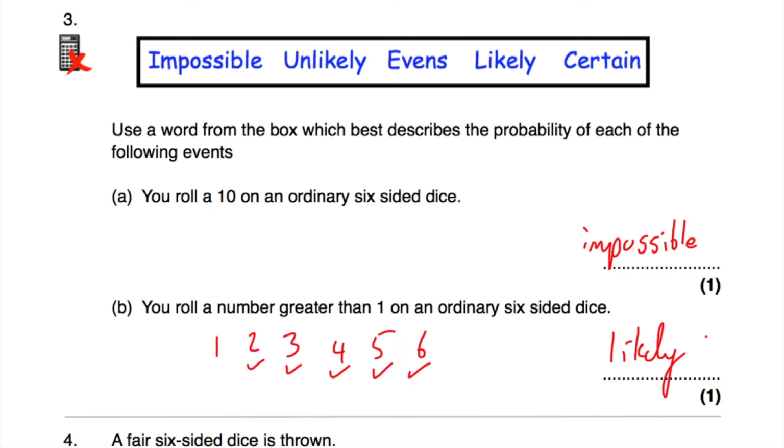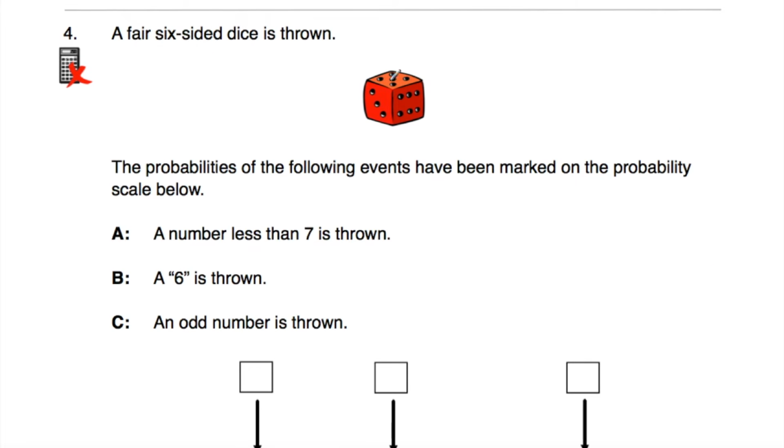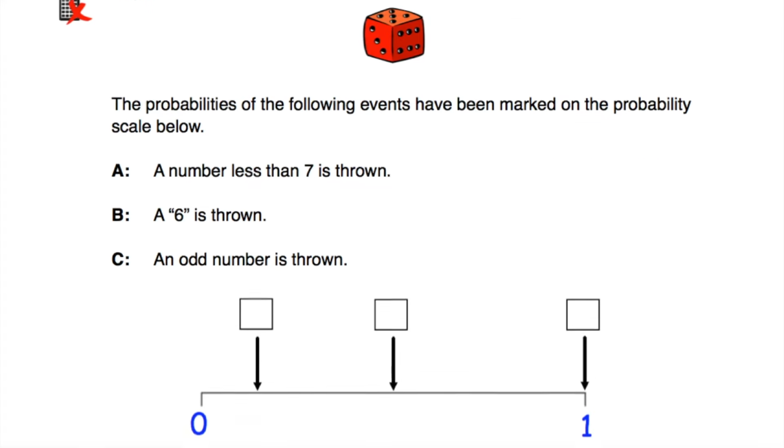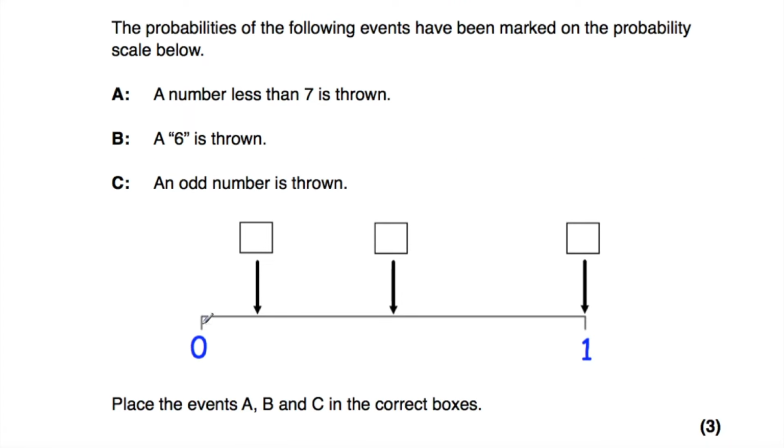Okay, let's look at our next question, question number 4. We've got this dice here, an ordinary 6-sided dice, and it's thrown. It says the probabilities of the following events have been marked on the probability scale below. So we've got this probability scale with 0, that's impossible, and 1 is certain. And we've got these 3 arrows here, here and here. We've been asked to place events A, B and C into the correct boxes. So we need to put A into one of these boxes, B into one of these boxes and C into one of these boxes.